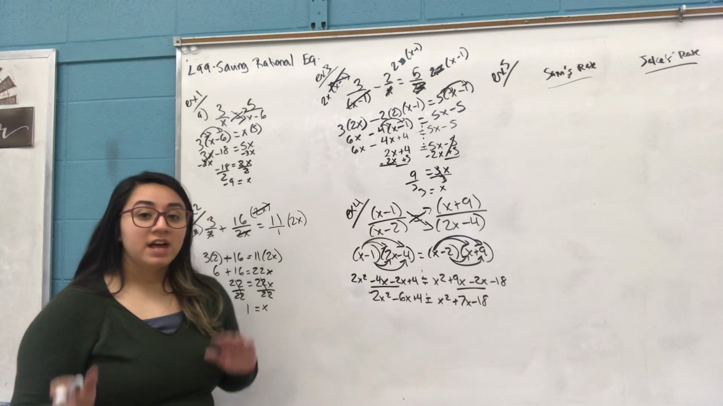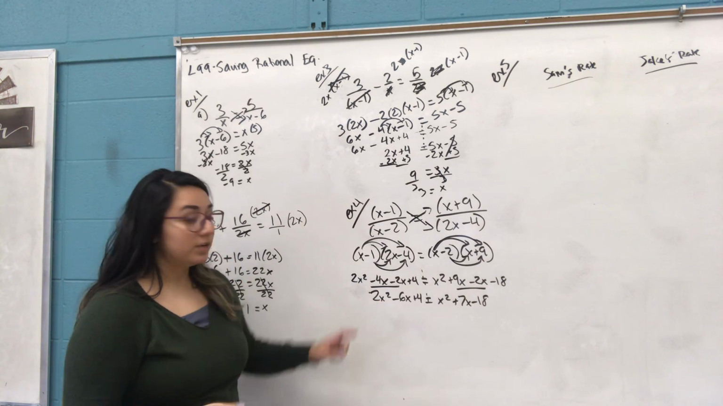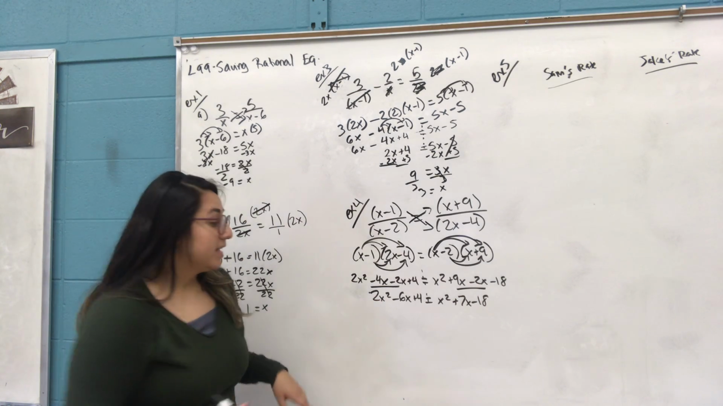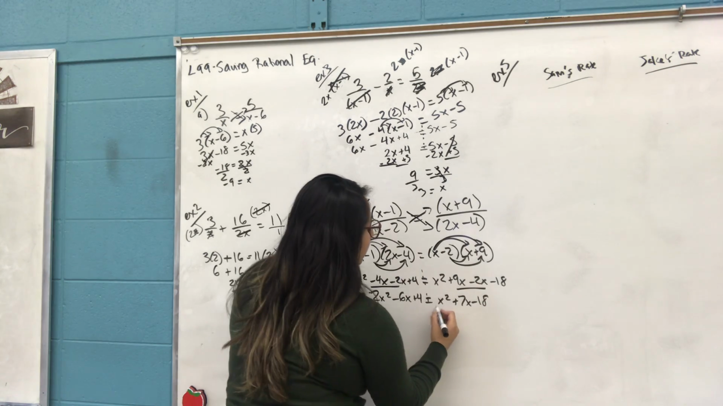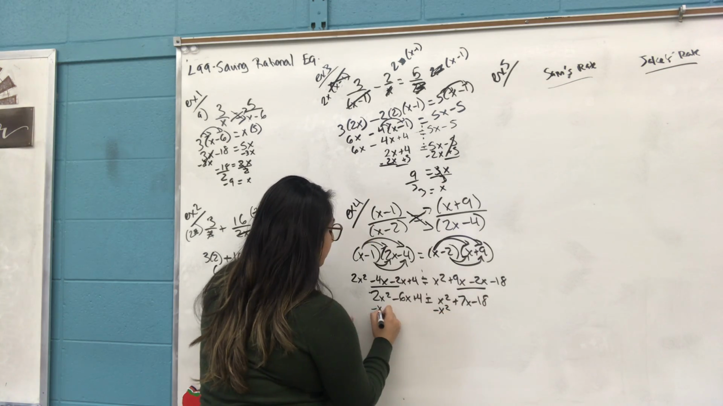Now, I'm going to move everything to one side. I see the x squared. That means we might be factoring. Move everything on this side. So remember, I always move the lesser of the 2. So I'm moving this x squared on this side.